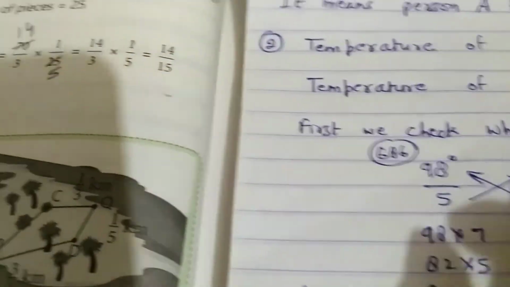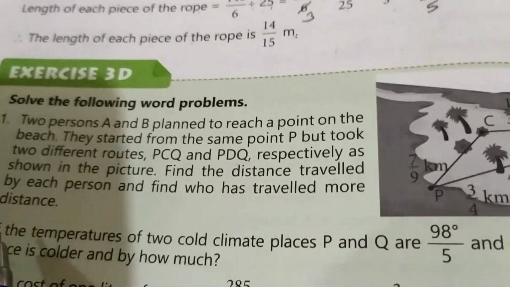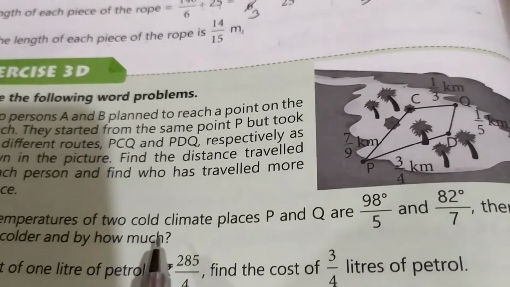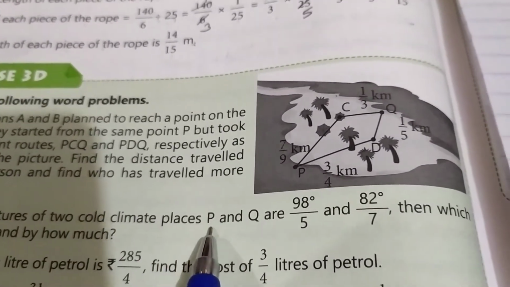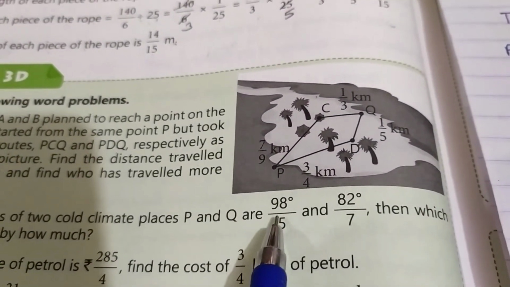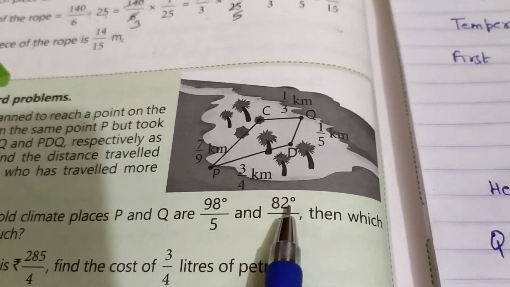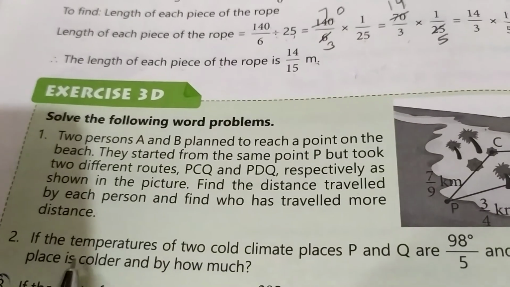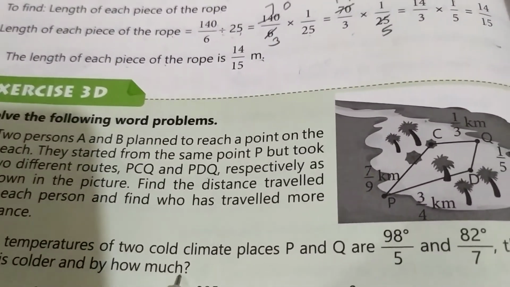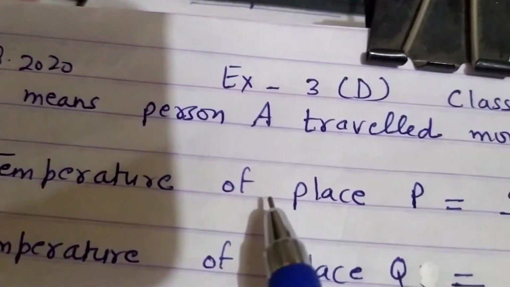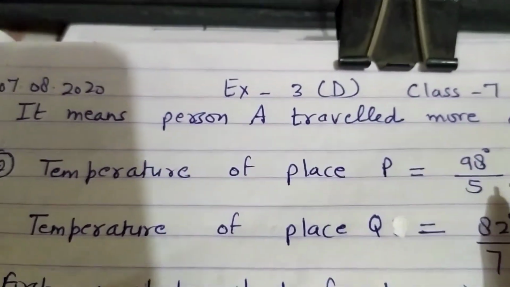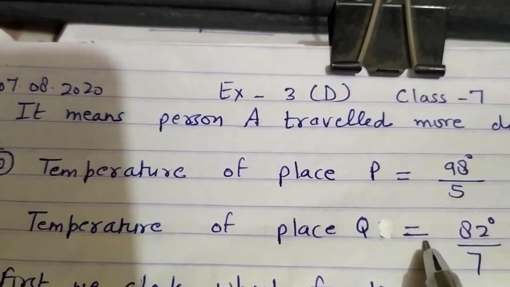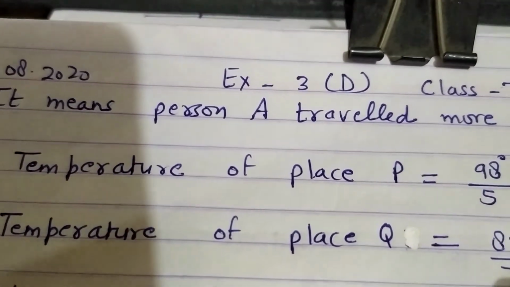Now come to question number 2. See question number 2 in the book. If the temperature of two cold climate places P and Q are 98 upon 5 degree and 82 upon 7 degree, then which place is colder and by how much? See here. Temperature of place P is equal to 98 upon 5 degree. Temperature of place Q is equal to 82 upon 7 degree.